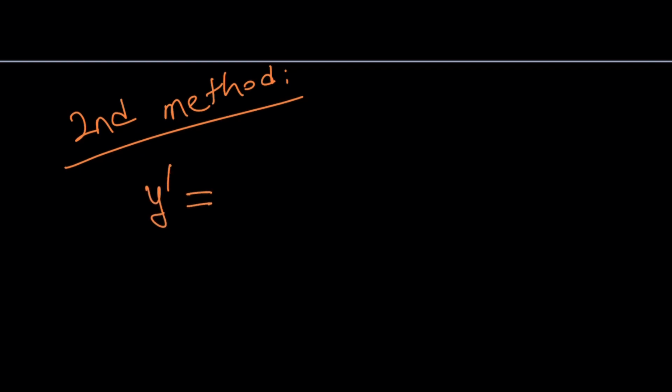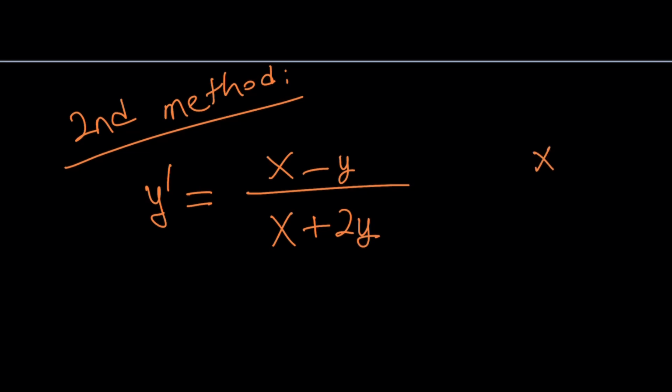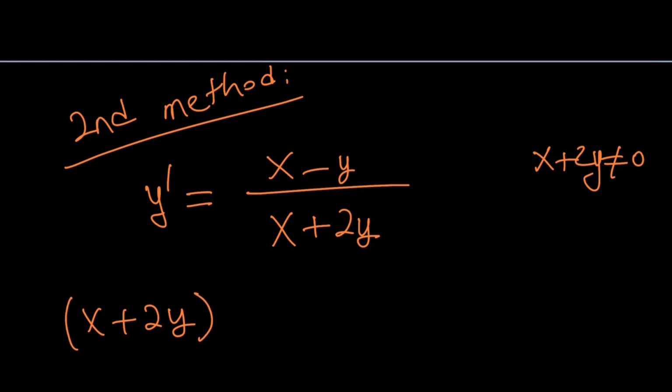Y prime is equal to x minus y divided by x plus 2y. For this scenario, I'm just going to assume that x plus 2y does not equal 0, and that already has to happen because we don't want 0 at the bottom. So under those conditions, I can go ahead and multiply both sides by x plus 2y. Let's do it. X plus 2y multiplied by y prime equals x minus y.